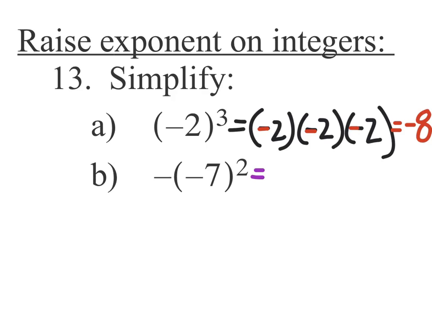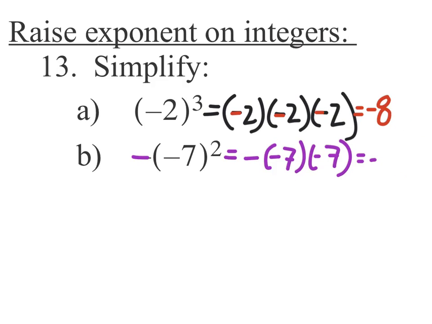Next up, first I'm going to start with this negative on the outside, and then I would expand the 7 multiplied by itself, like this. So again, it's showing the 3 negatives, which makes the answer a negative, because that's an odd number of negatives. And 7 times 7 is 49. So the final answer to this one is negative 49.